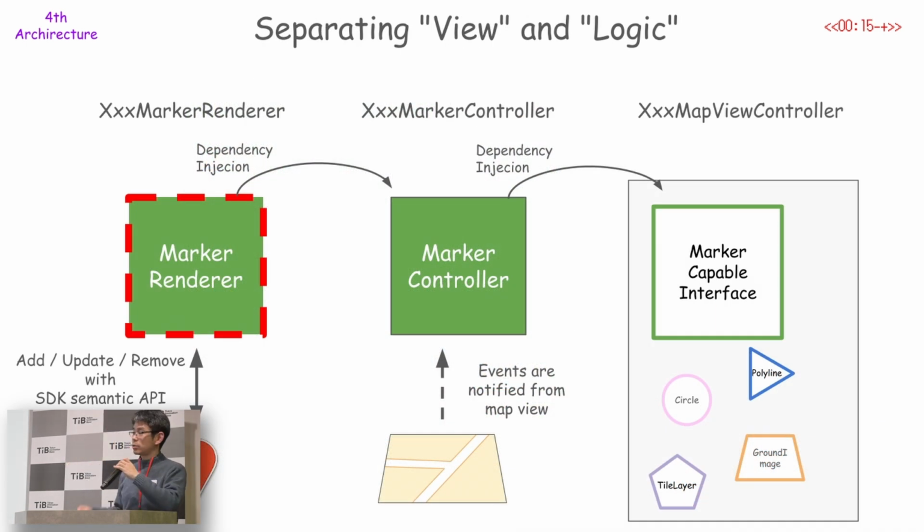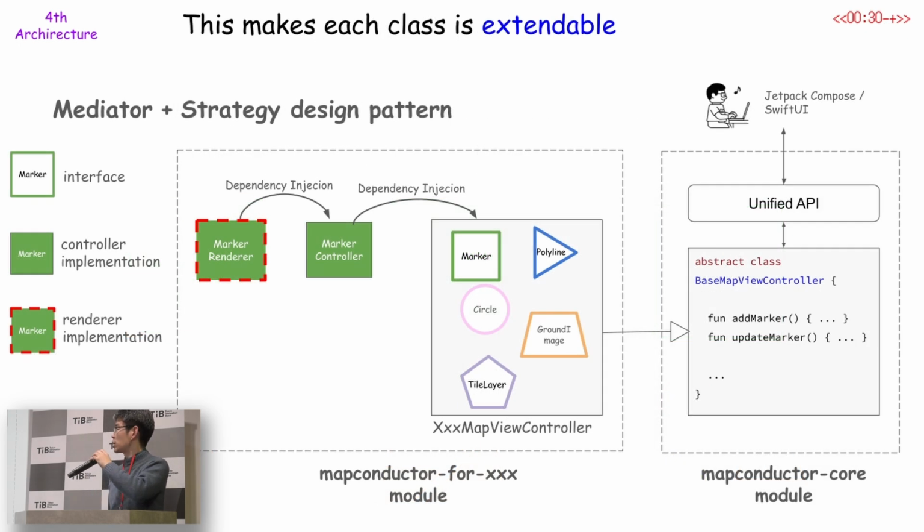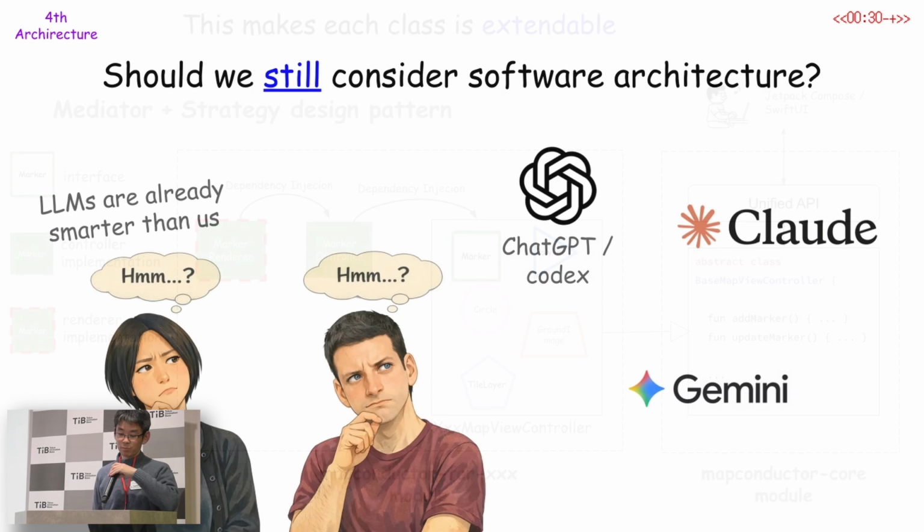However, this made the code very messy, handling 2 layers only in the map view. That's why I needed to clean up the code. So I also created a renderer class, introducing dependency injection, inherited from the base map view controller. I didn't know what to call this architecture, so I asked Chronicle. He said, "Oh, this is the mediator and strategy design pattern." Oh, I didn't know that. So I became smarter than before.